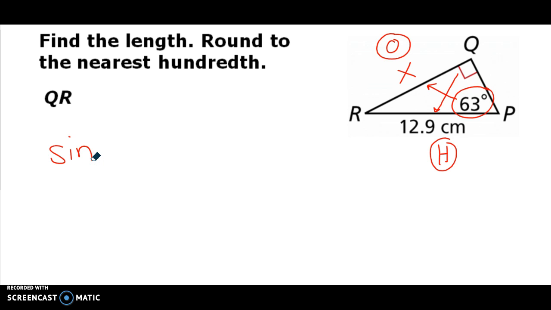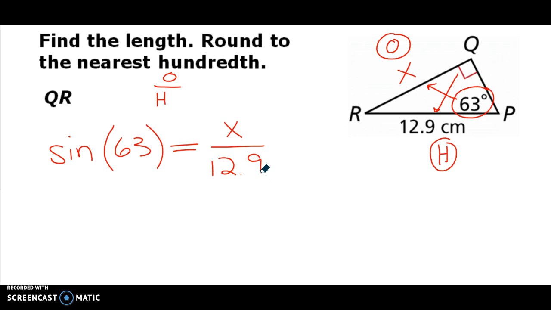So sine of what? 63 is equal to, now sine is equal to O over H. So which one's O? And the hypotenuse we know is 12.9. Now this one's even easier. In the song it said, if X is up high, we know we need to multiply. In other words, how do we get X by itself if it's divided by 12.9? Oh, we just need to multiply to the other side and we're done. So this 12.9 is just going to get multiplied over to here.